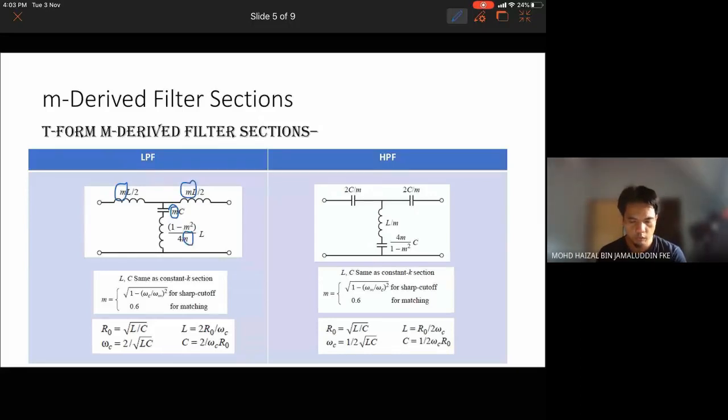When we want almost perfect matching, we choose m equivalent to 0.6, while to have a sharp cutoff, we choose m equal to the square root of 1 minus omega c over omega infinity, to the power of 2. Again, if L and C are given, we can find R0 and omega c. And if R0 and omega c are given, we can find L and C.